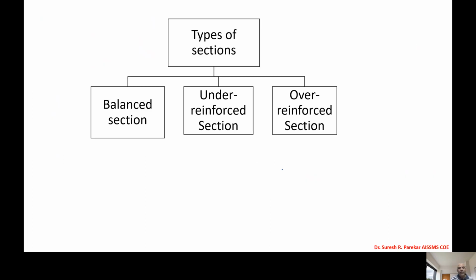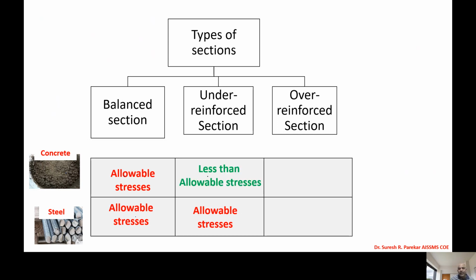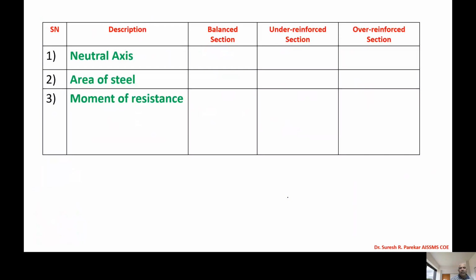And then you can see we have this balanced section summary. In balanced we have concrete allowable stresses, and we have steel also at allowable stresses. Under reinforced we have steel at allowable stresses, but stress in concrete is less than allowable stress. In over reinforced, concrete reaches allowable stresses, but steel is still less than the allowable stresses. So with this summary, we are going to prepare a table in which we consider these three criteria.